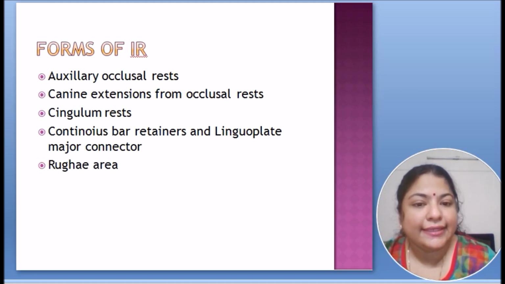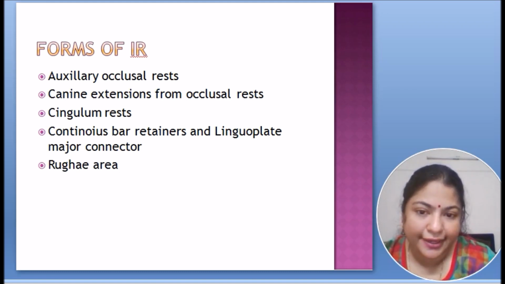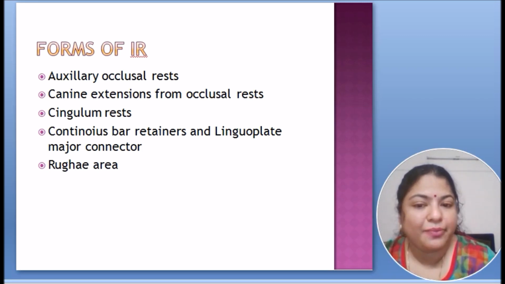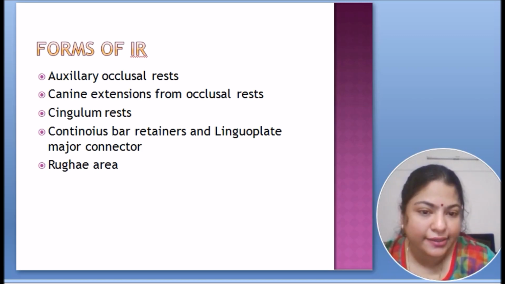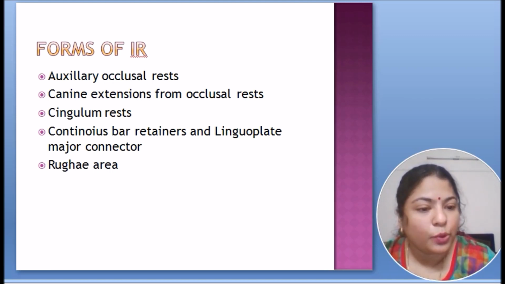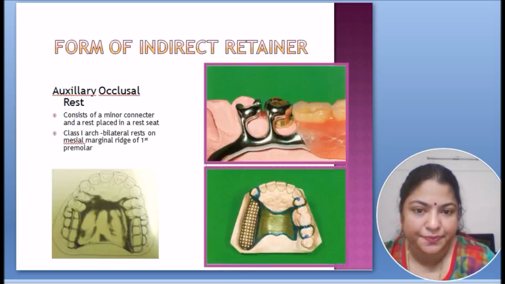So indirect retainers can be provided in the form of auxiliary occlusal rests, canine extensions or canine rests, cingulum rests on incisors, or in the form of a continuous bar retainer and a lingoplate major connector. And also coverage of the rugae area provides indirect retention.